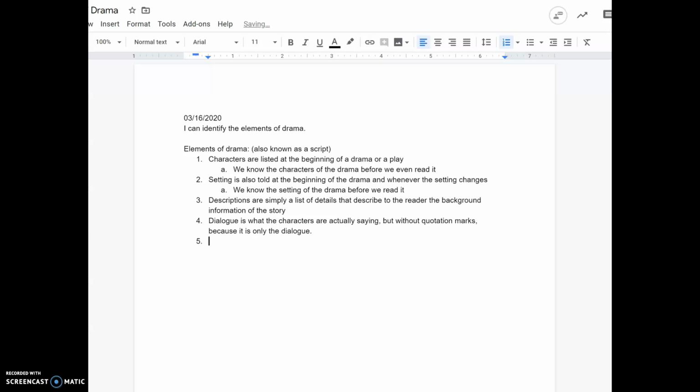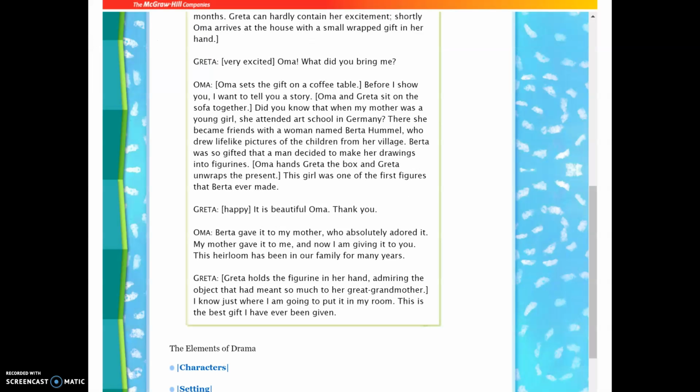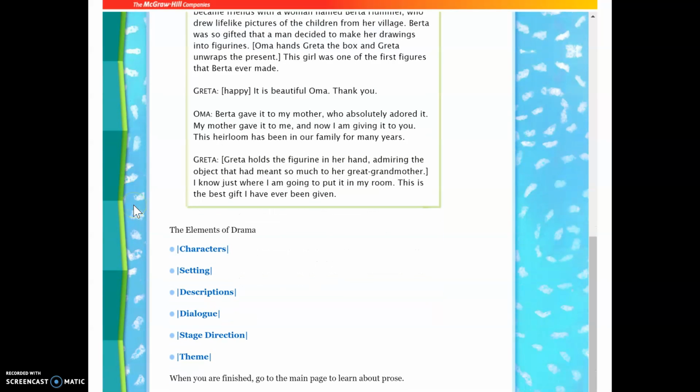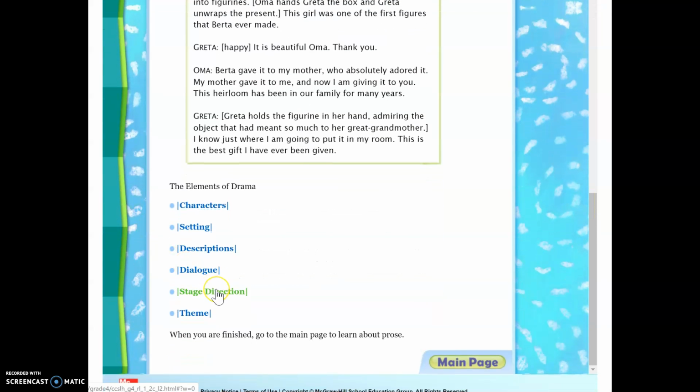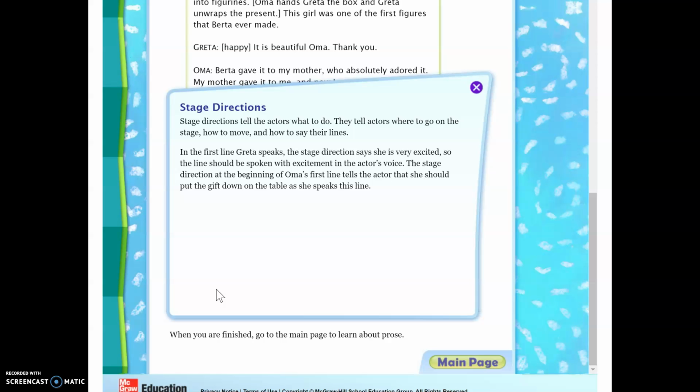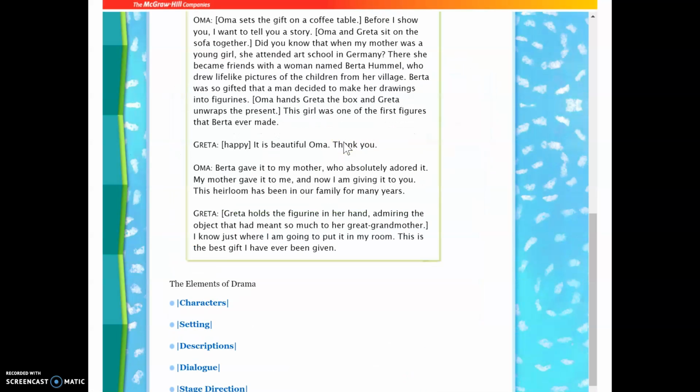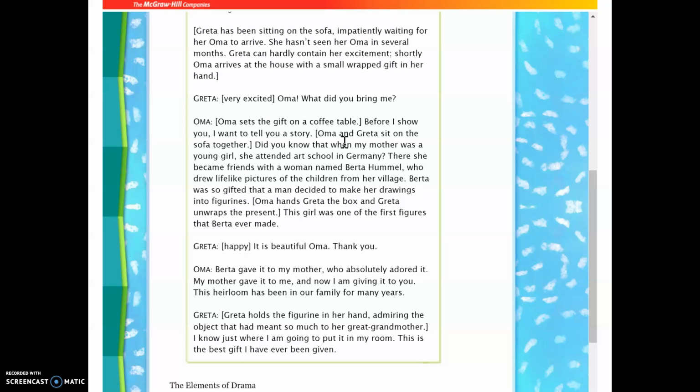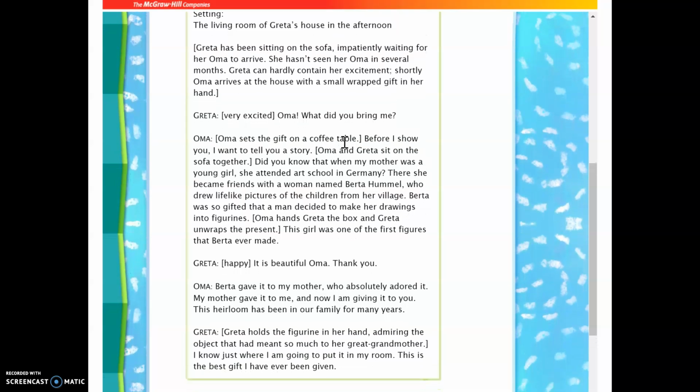All right, so the other thing you were talking about, though, with the parentheses, is that another element? I believe it's our next element. Oh, yes, Mrs. Crawford. Stage direction. Stage directions tell the actors or characters what to do. They tell actors where to go on the stage, how to move, how to say their lines. So, if I were reading a script right now, which I'm not, it might say, act really excited about the next element. And so I would know my voice needs to be excited.